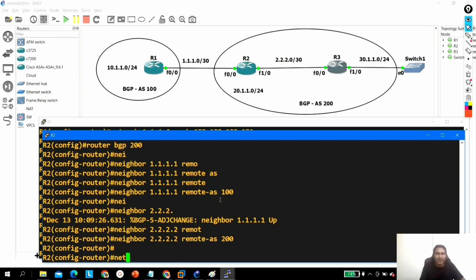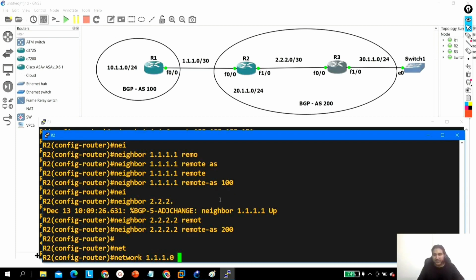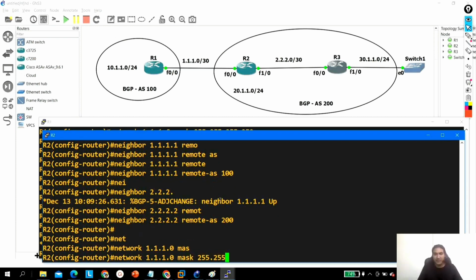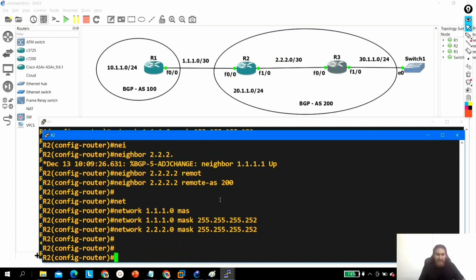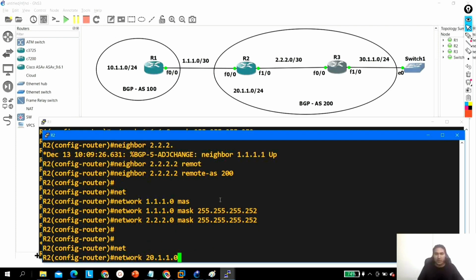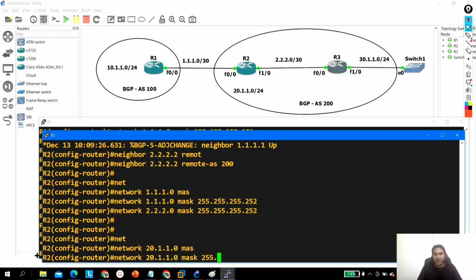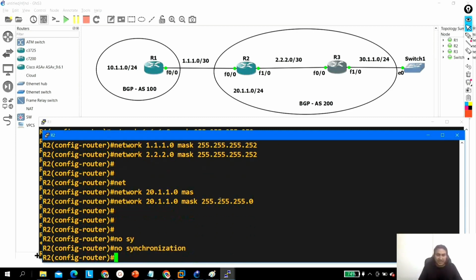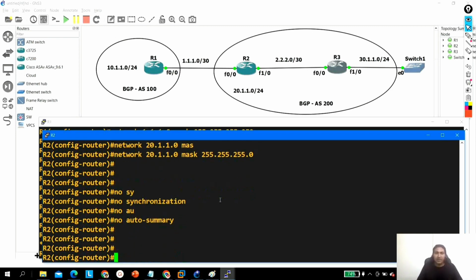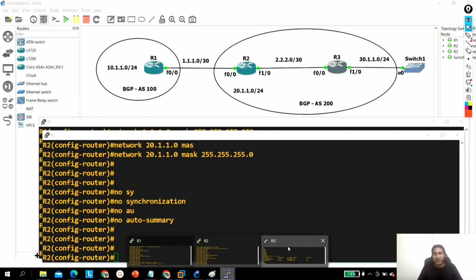Now let me advertise some networks here. Network 1.1.1.0, here the mask is again the same, 255.255.255.252. Let me advertise the 2.2.2.0 network as well, and let me advertise the 20.1.1.0 network, netmask 255.255.255.0. Let me disable synchronization, so the command will be no synchronization, and let me disable auto-summary as well, so no auto-summary. So the BGP configuration is done on router 2.